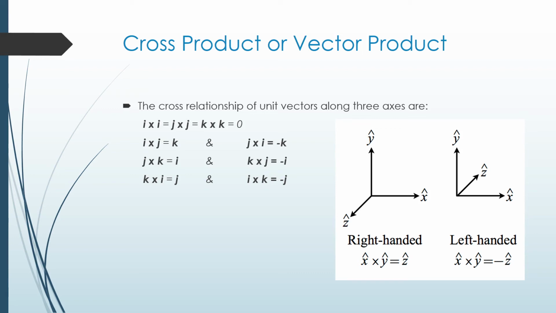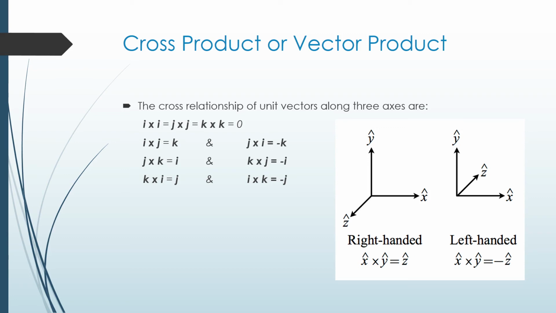Now, if you take the cross product between i and j, the result will always be the k unit vector, which means that the angle between i and j is 90 degrees, and if you take sine 90, you will get 1. And if you want to find out the direction, you will get the k unit vector, which is perpendicular to both i and j.